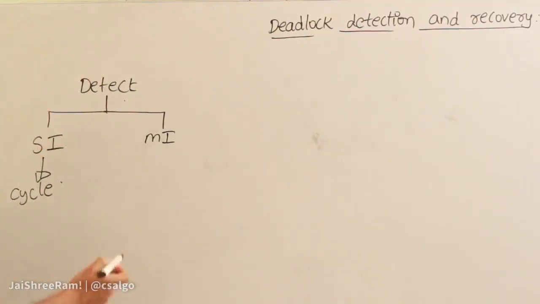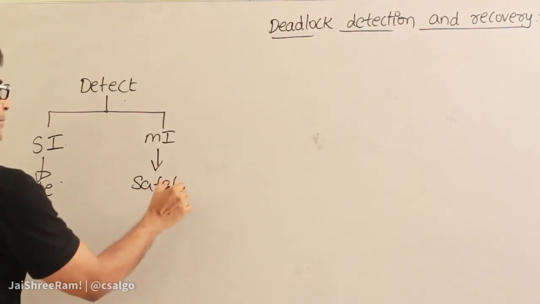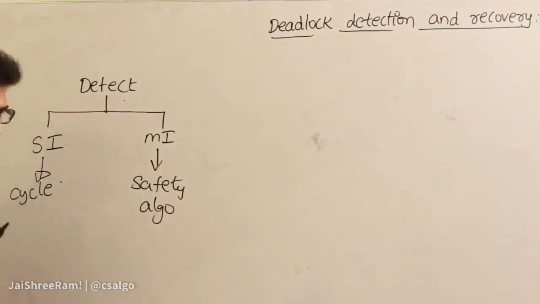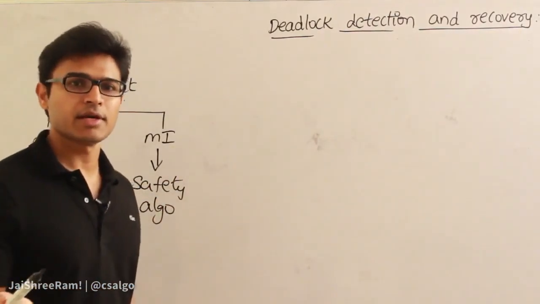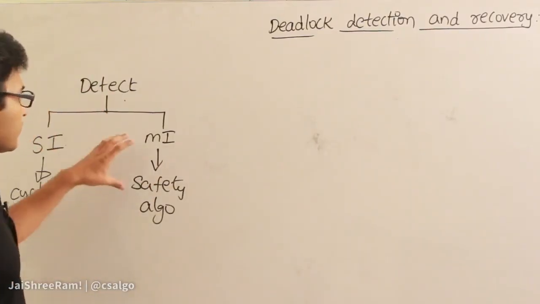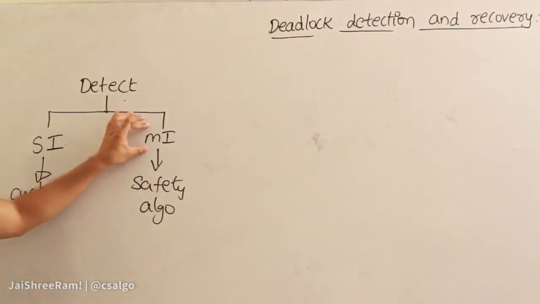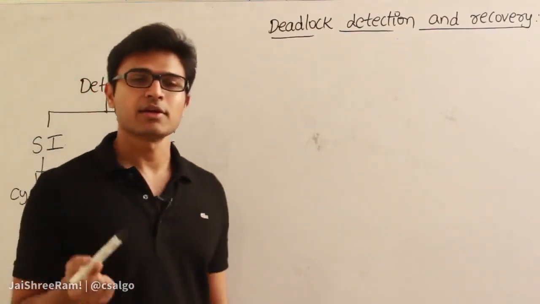So in this case, what we do is run the safety algorithm, which we have seen already, right? In the Banker's algorithm, we have already seen the safety algorithm, right? So we are going to run the same method here. Using the safety algorithm, we can find out that there is a deadlock in case of multi-instance resources. So whether you use the cycle method or the safety algorithm, we can somehow detect the deadlock. Therefore your operating system can detect the deadlock.